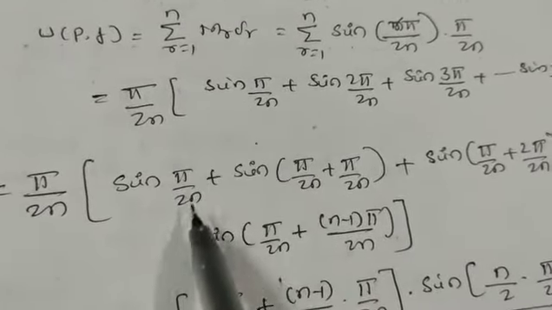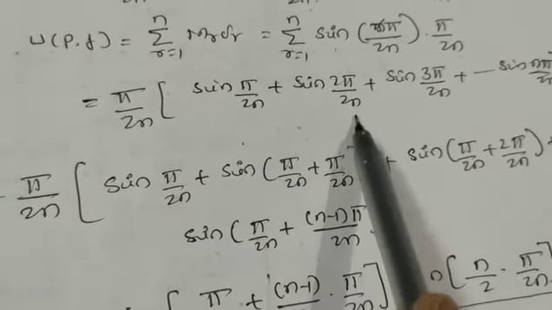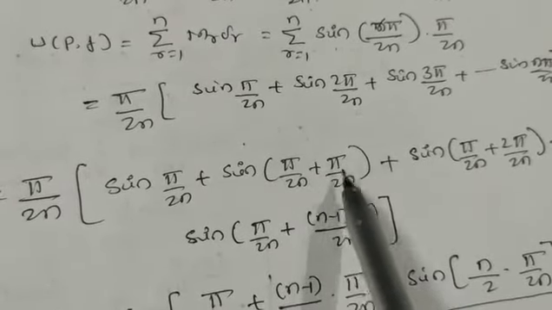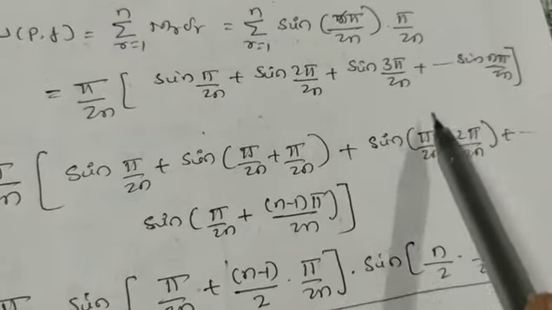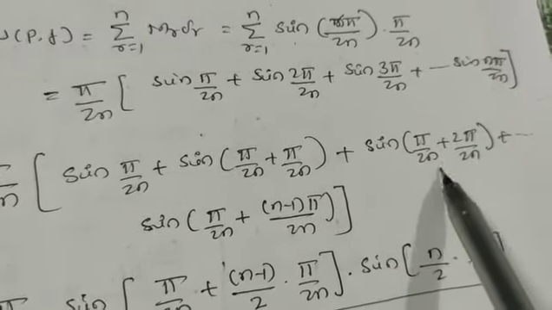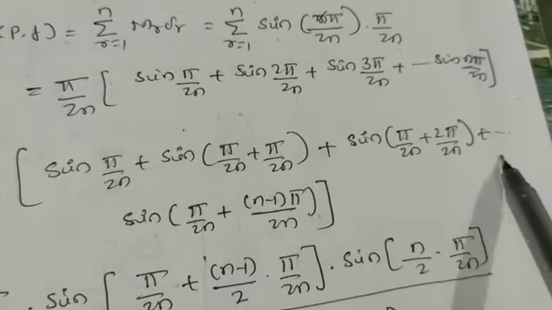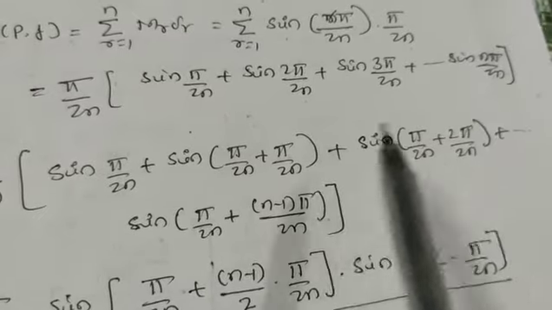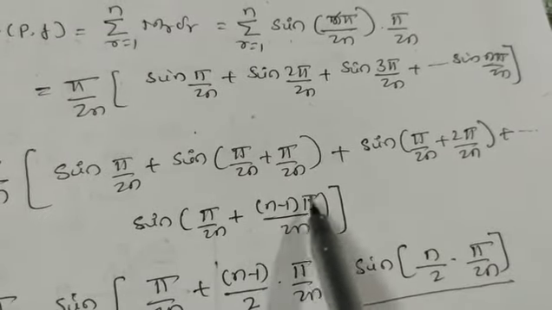This is sin pi by 2n as it is. This sin 2 pi by 2n can be taken as sin of pi by 2n plus pi by 2n. This sin 3 pi by 2n can be taken as sin of pi by 2n plus 2 pi by 2n, etc. This sin n pi by 2n can be taken as sin of pi by 2n plus (n minus 1) pi by 2n.